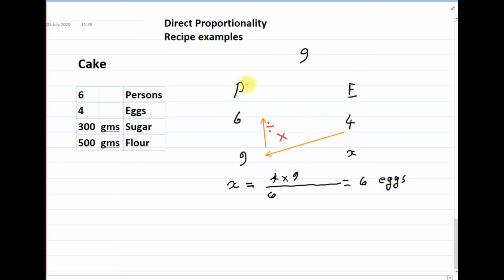So to recap, we have a column for the number of people covered. These are the two quantities that we have been given, that for 6 people we need 4 eggs. So if it's 9 people, how many eggs? We cross multiply here diagonally and we divide by the higher number.